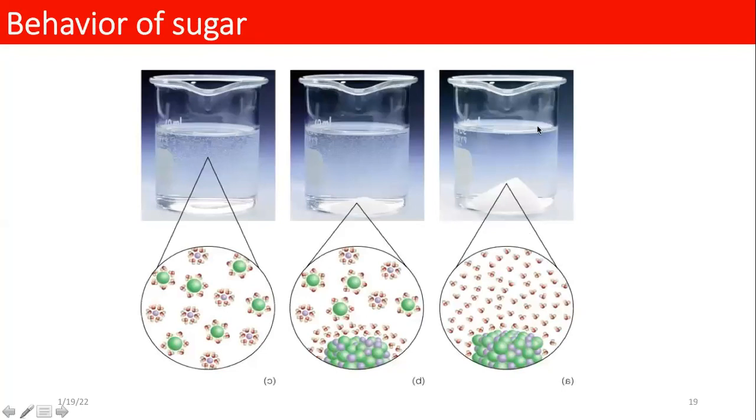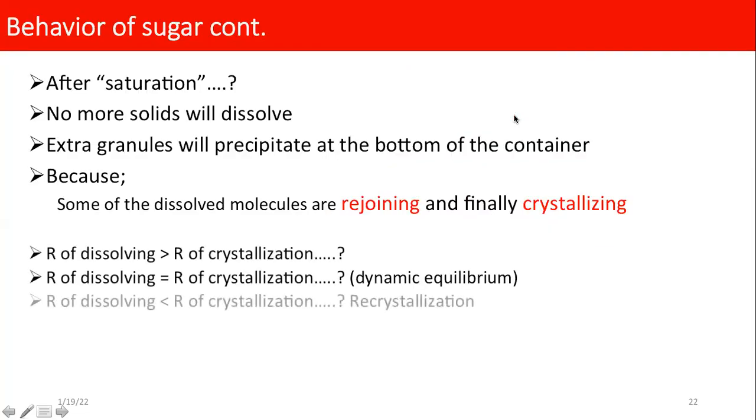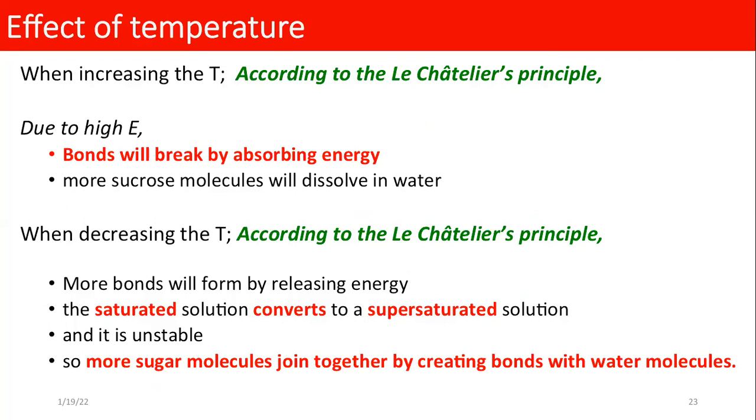So this is actually the supersaturation stage. The first one, you can see it's still dissolving. The second one, saturation. The third one, supersaturation. So you can see these three scenarios in this picture. When we increase the temperature, by experience, we can dissolve more sugar. When we decrease the temperature, the amount of sugar that can be dissolved has to decrease. So you know these things.